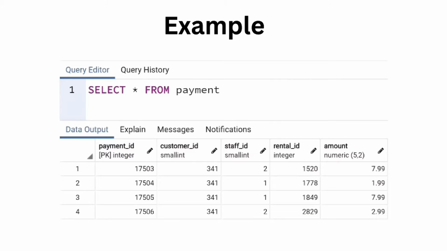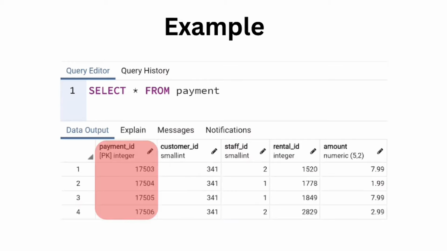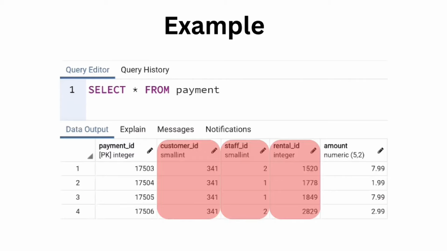Technically we're grabbing all the columns, but the screenshot only shows a subset. Notice that for the payment table, we have this payment ID, and pgAdmin lets you know that it's a primary key because it has PK there. This payment ID is a unique identifier for every single payment row. However, you'll also notice that we have other IDs. These other IDs are foreign key references.